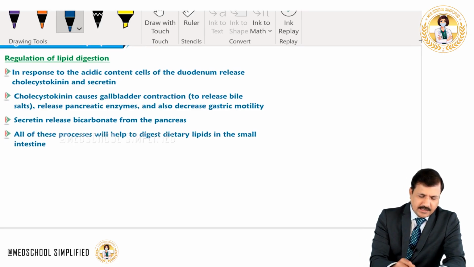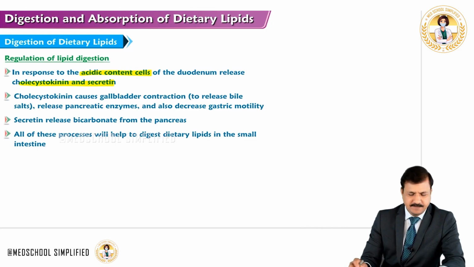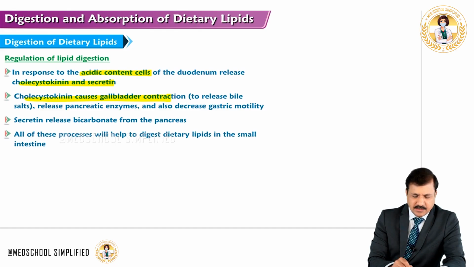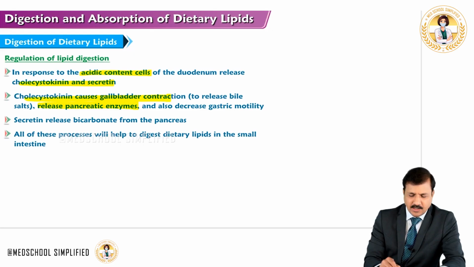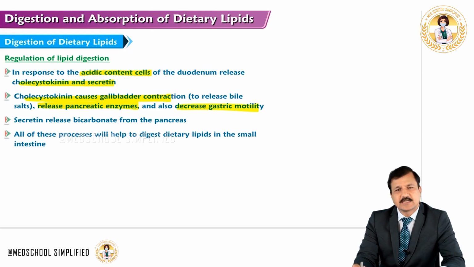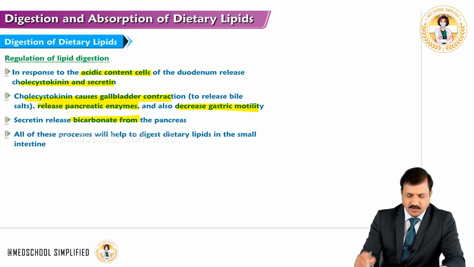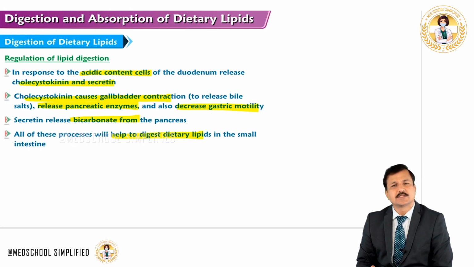With a recap that I have written here, in response to acidic content, cells of the duodenum release cholecystokinin and secretin. Cholecystokinin causes contraction of the gallbladder and brings bile acids and bile salts for digestion of dietary lipids. Cholecystokinin releases pancreatic enzymes, and it also decreases gastric motility, whereas secretin brings bicarbonate from the pancreas. All these processes will help to digest dietary lipids in the small intestine.